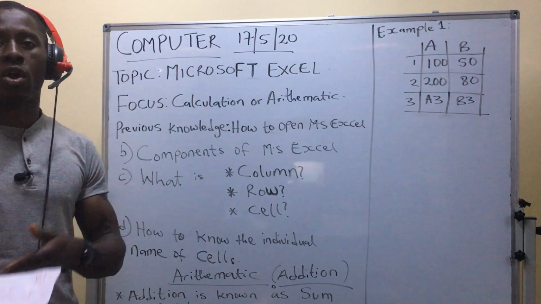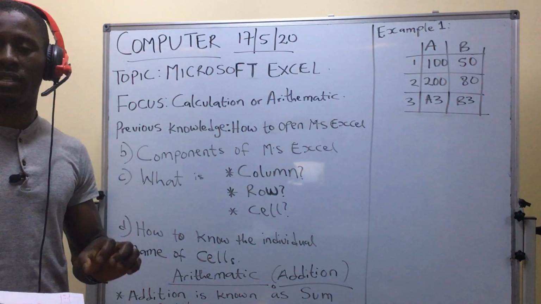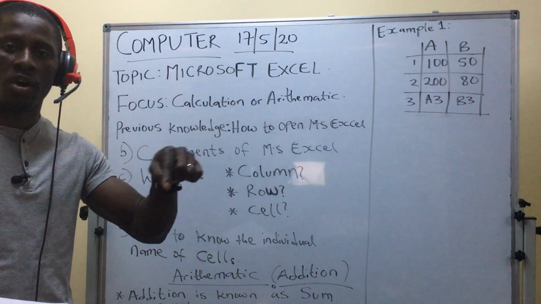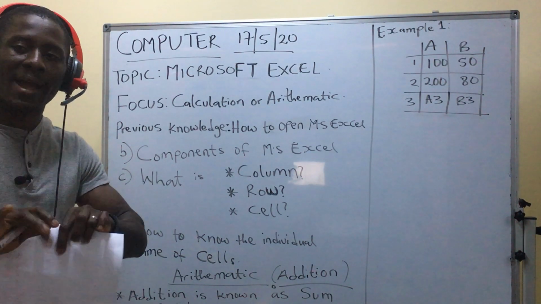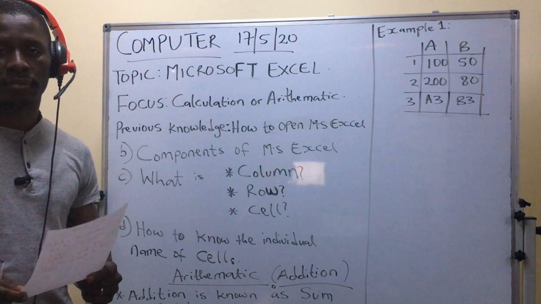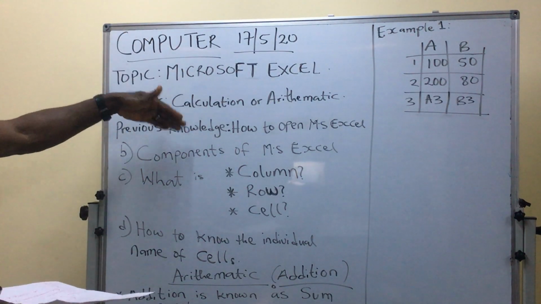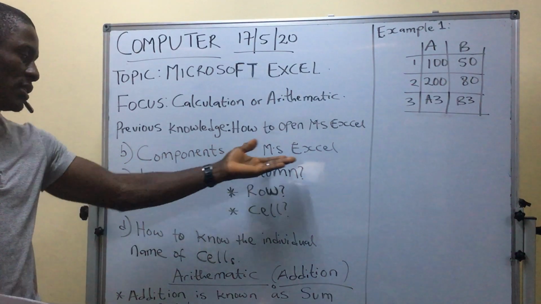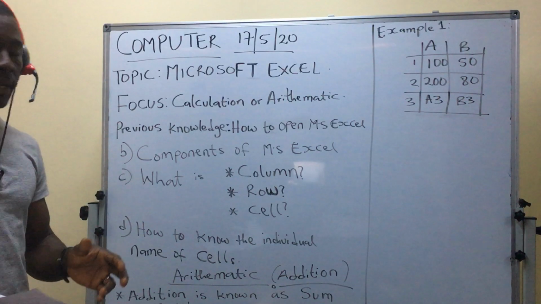In case your own computer is Windows 10 operating system, all you need to do is to press the Windows key on your keyboard. When you press it, you type Microsoft Excel. It will come out, then click on it, it will open. Right? Okay. So now, when you open Microsoft Excel, there are components, or things that you will see in the environment.